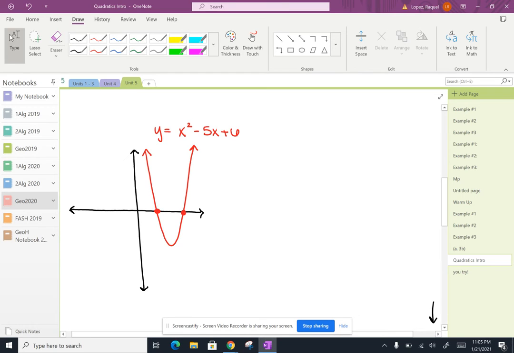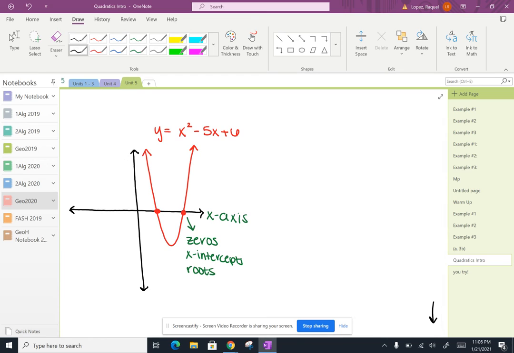Take this one for example. This red graph has the equation y equals x squared minus 5x plus 6. And sometimes when we graph our parabolas, we want to know where the graph crosses the x-axis. So we want to know what the coordinates of these points are. These are special points. In math, we call these points zeros or x-intercepts or roots. And we use something called the zero product property to help us find what exactly these values are. So let's go ahead and try.